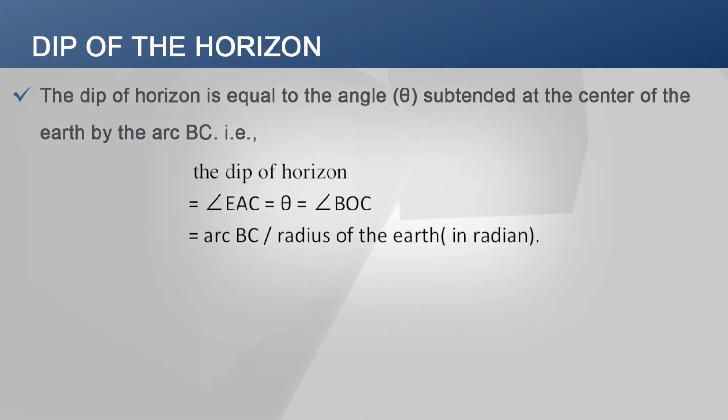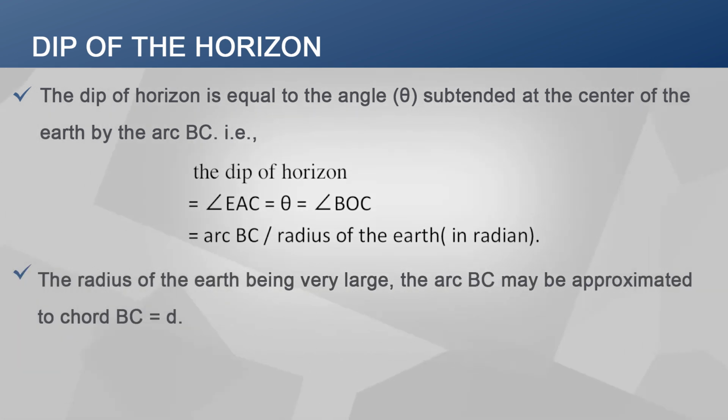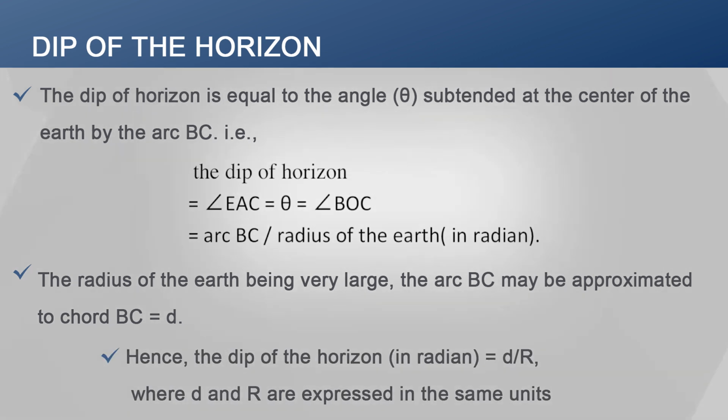The dip of the horizon is equal to the angle theta subtended at the center of the earth by the arc BC. So, the dip of the horizon will be equal to angle EAC, which is equal to theta, which is equal to angle BOC. It can also be written as arc BC divided by the radius of the earth in radians. The radius of the earth being very large, the arc BC may be approximated to chord BC, which is equal to small d. Hence, the dip of the horizon in radians can be written as d upon r, where d and r are expressed in the same units.